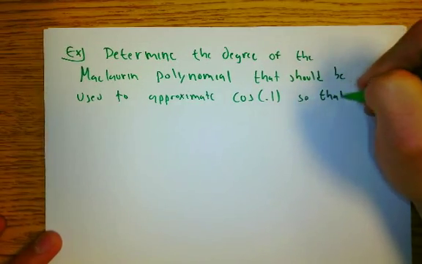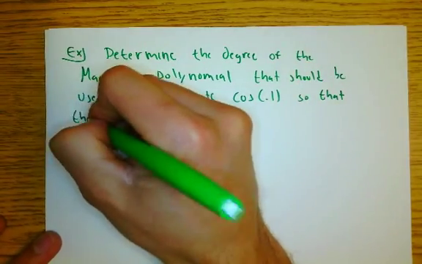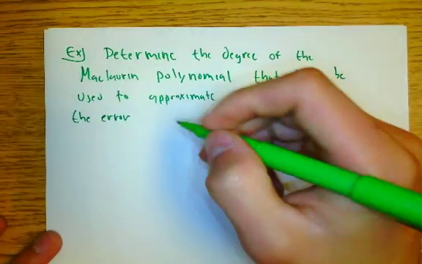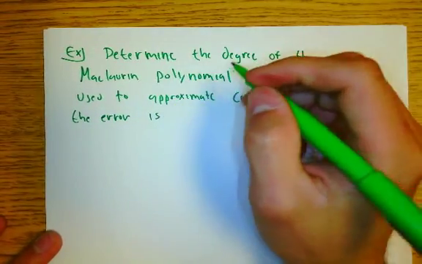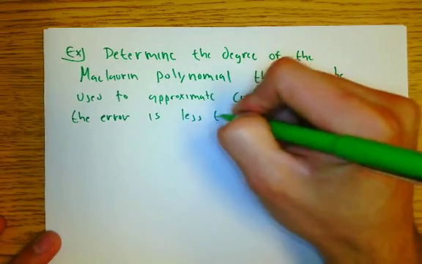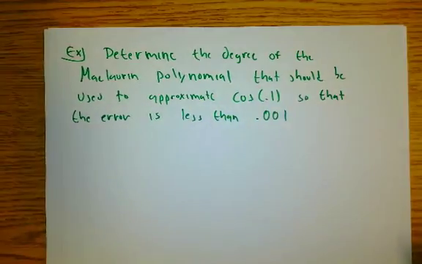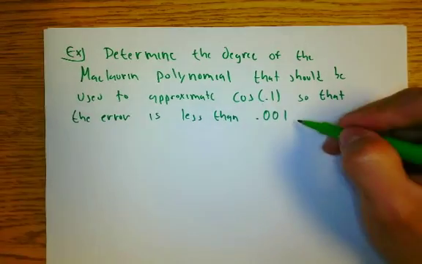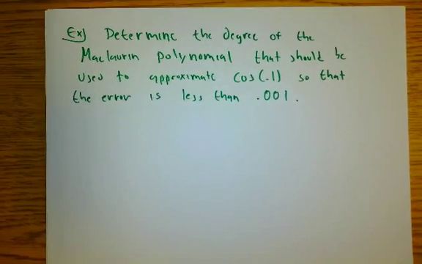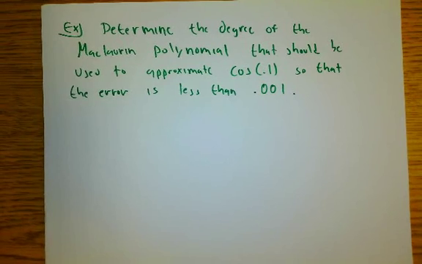So we're not doing one that's terrible, right? 0.001 is not going to be the greatest approximation. If I wanted something better, I could try like 0.00001 or something, right? Okay, so we're going to determine the degree of the Maclaurin polynomial for cosine of 0.1 so that the error is less than 0.001. Well, do you really need to find the Maclaurin polynomial for this? No, you only need that little error part of it, right?